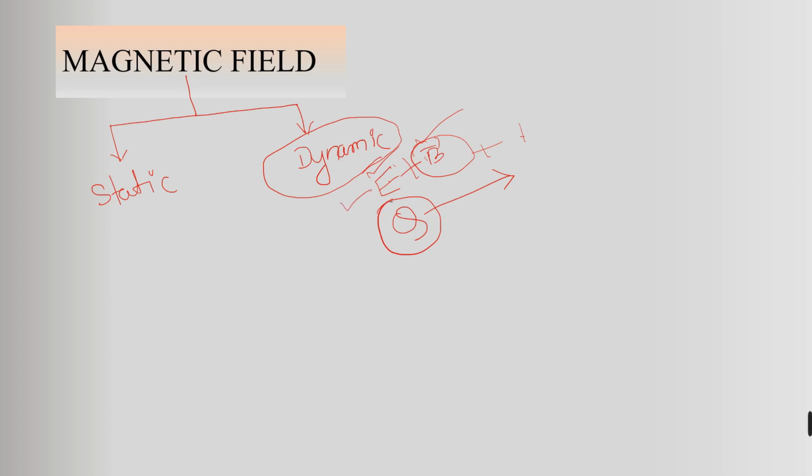And in that case, the electric field and magnetic field both will be dependent on each other, meaning both will be linked with each other. The combination of these two fields is known as the electromagnetic field. And the study of this electromagnetic field or electromagnetic force is known as electromagnetism. So here one more thing is there.